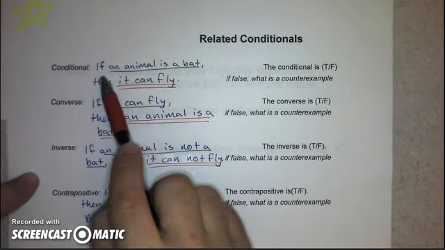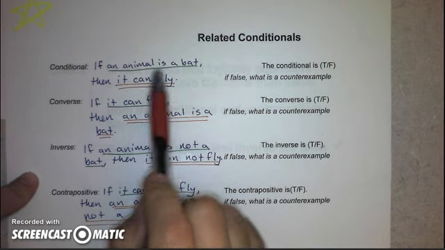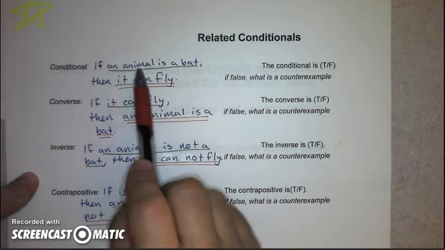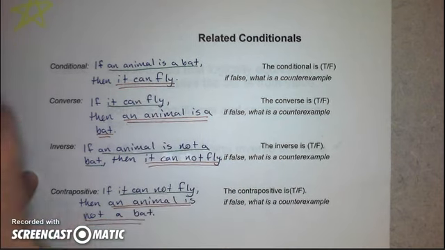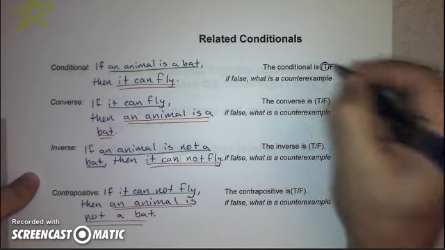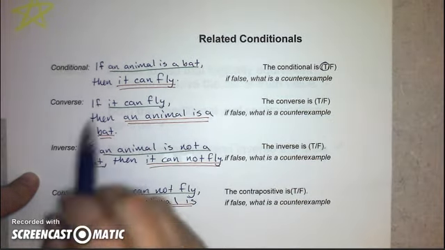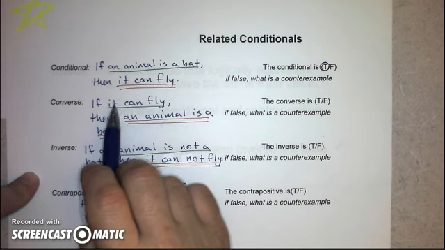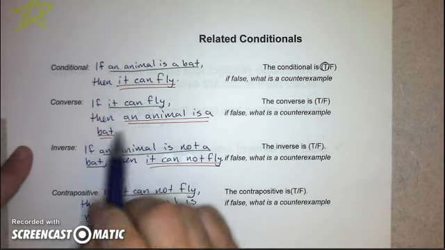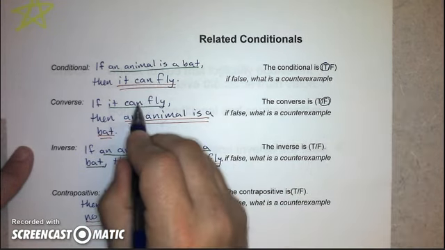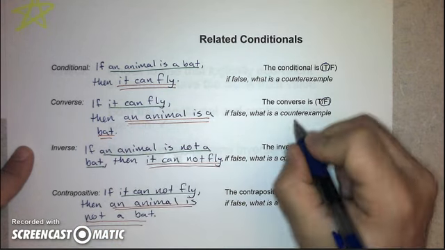So the original conditional is this: if an animal is a bat, then it can fly. Well, we have animals that are bats, so that could be true, and bats do fly, so that is also true. The conditional then is true. We don't need a counterexample. The converse of that statement, if it can fly, so if we have animals that can fly, then an animal is a bat. Here's how I know this is actually false, because I can have a flying animal that is not a bat. A flying animal that's not a bat would be a bluebird.